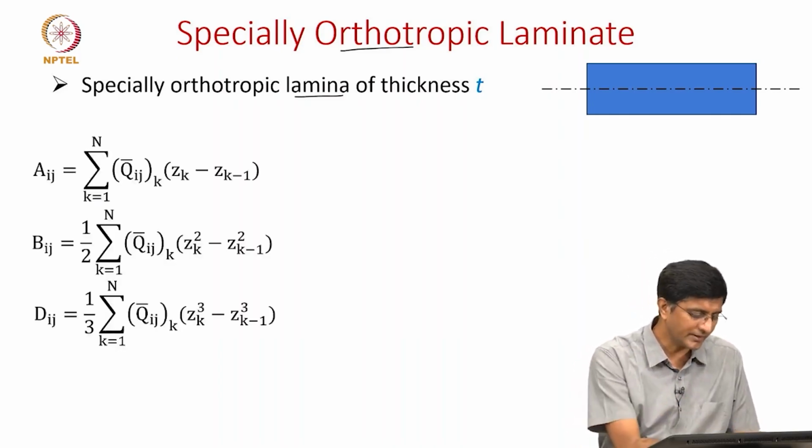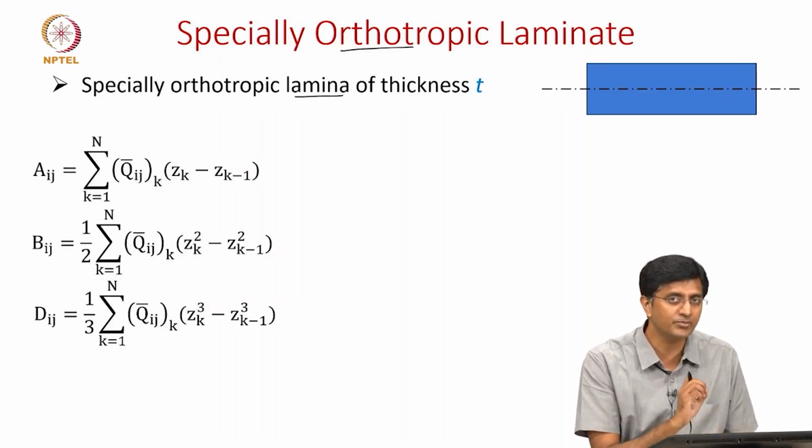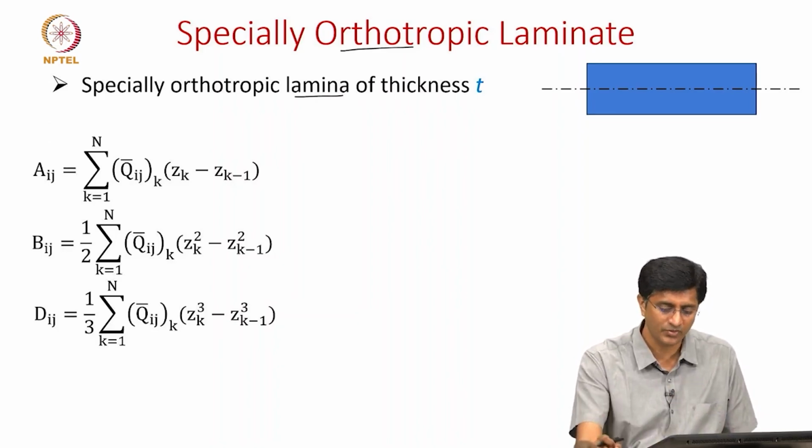So here are the expressions we know to get the components of the ABD matrices, but let's apply and see if there are any simplifications we can see. First, let's start with the B matrix.